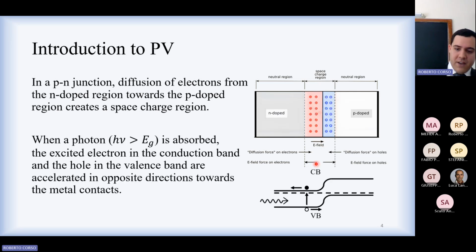So here we have the band diagram of the system, and whenever a photon of suitable energy, where suitable means higher than the band gap of the semiconductor, is absorbed, we have the formation of an electron-hole pair, and these carriers are accelerated by the electric field towards the metal contact. And this is the current that we are able to collect and to extract energy from.